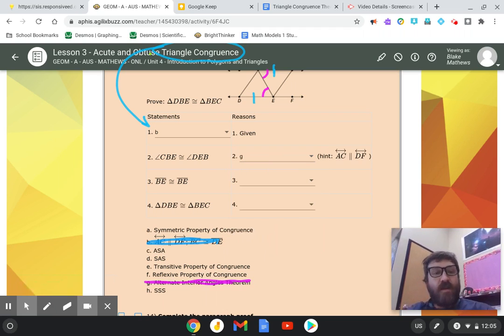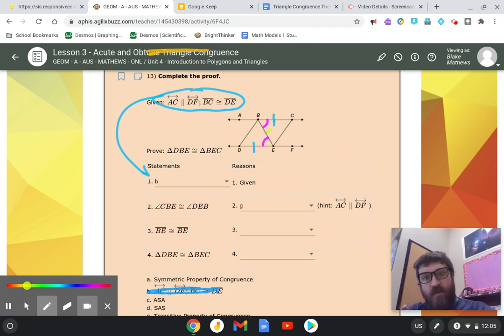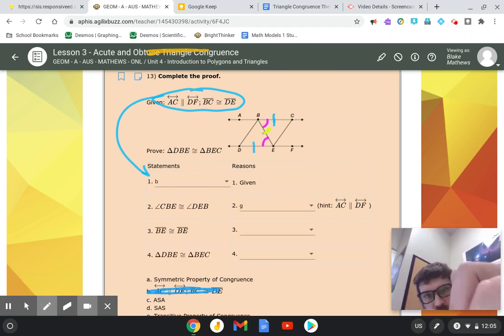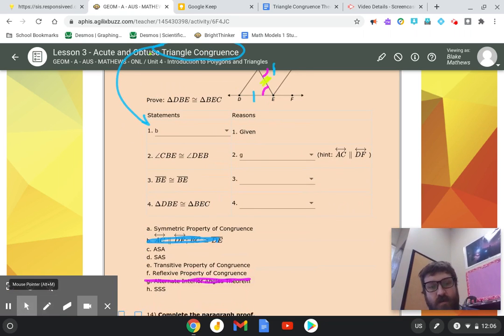Now we have something like we had in our last problem where we have something that is congruent to itself. That's going to be BE is congruent to BE. It's going to be right there in yellow. And so that's going to be the reflexive property again. That's right here. Oh, there we go. Answer choice F goes right there.